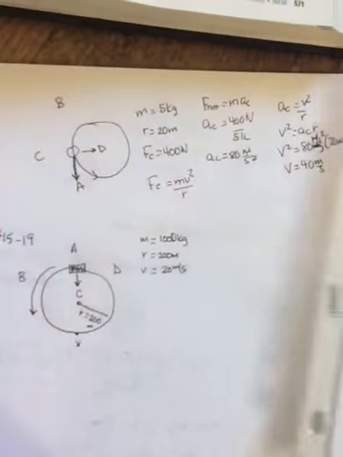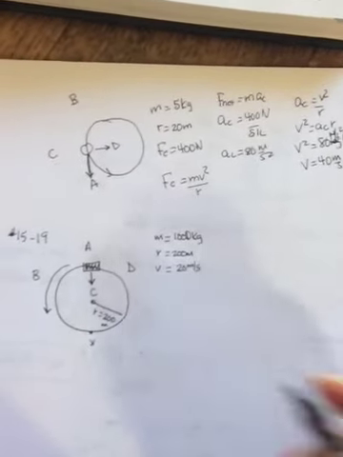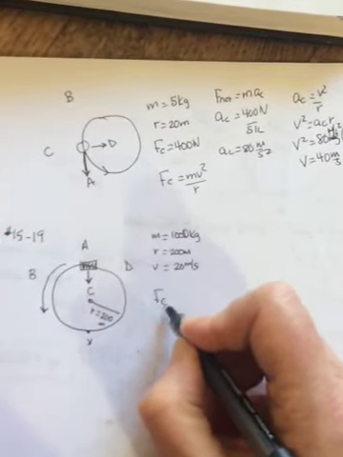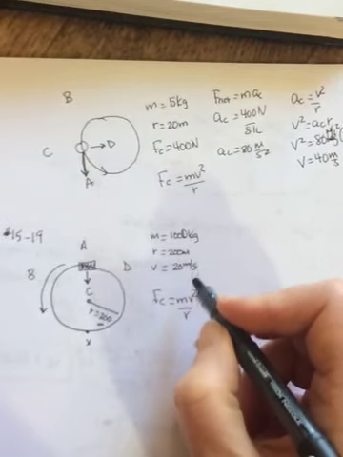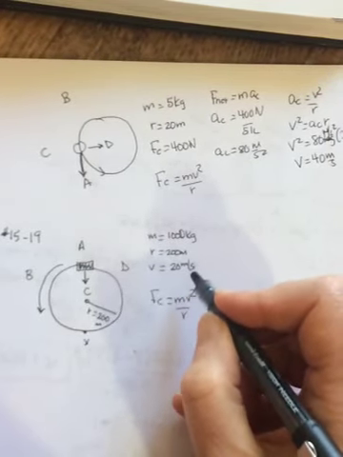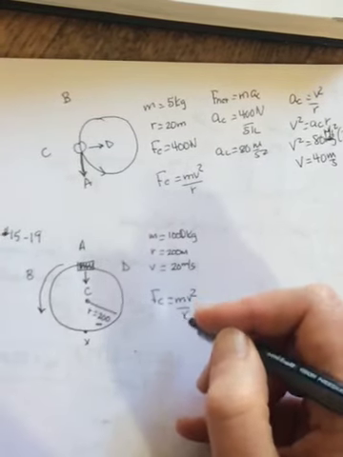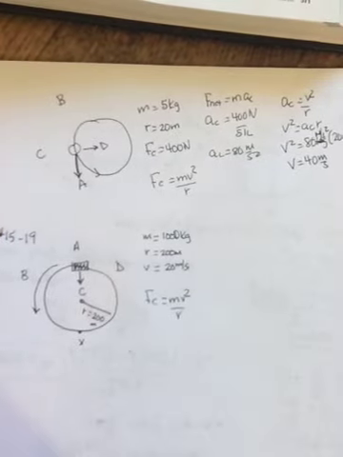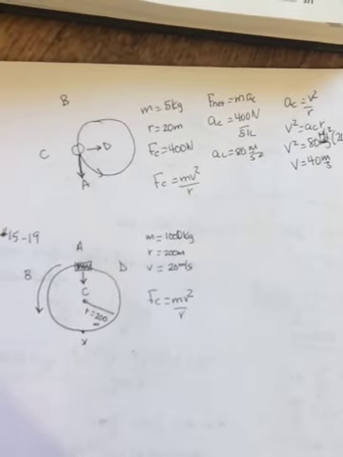Number 14. The magnitude of the centripetal force acting on the car is closest to. Well, we have an m and v and an r, so do mv squared over r. So 1,000 times 20 squared, so 1,000 times 400 divided by 200. 400 over 200 is 2. 1,000 times 2 should be 2,000. That should be choice 3.